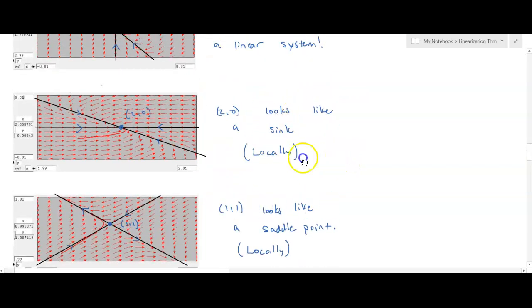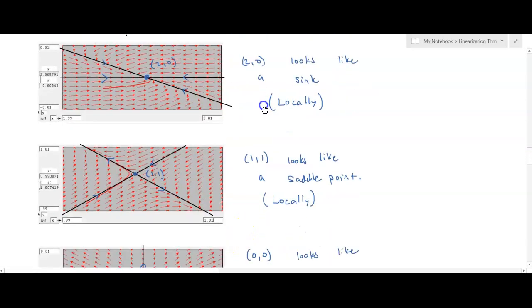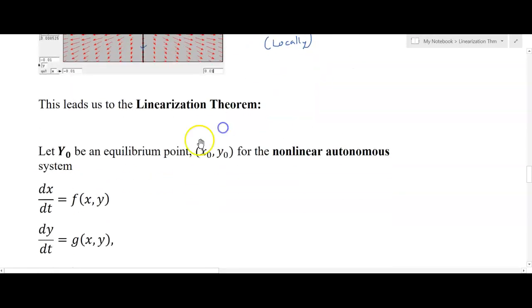Perfect. So we've visually classified all of these, and I'll say locally here as well. But again, we want to have some mathematical way to do it because mathematics gives us more of an objective viewpoint from which to take a look. So the linearization theorem at first looks kind of odd, and we'll give it some insight later on, but let's see how it works first.